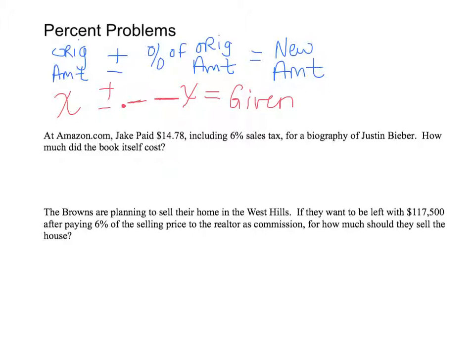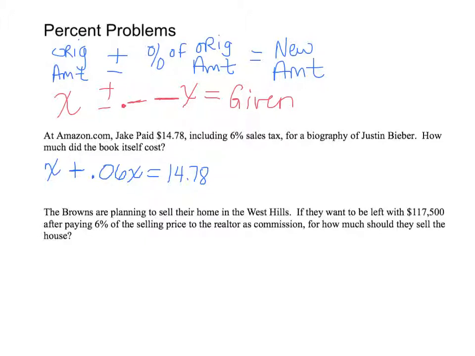Jake paid $14.78, including 6% sales tax for a biography of Justin Bieber. How much did the book itself cost? Well, we're going to start this out by saying, I don't know how much the book itself costs, so that's x. If I have sales tax, then I'm adding a percent onto the original price, so plus. This is 6% sales tax, so 0.06 times x, so it's 6% of x, is equal to $14.78, the given. That's it. We've got our equation.